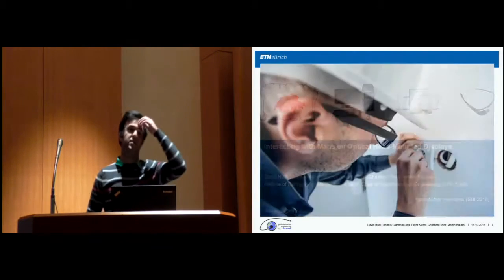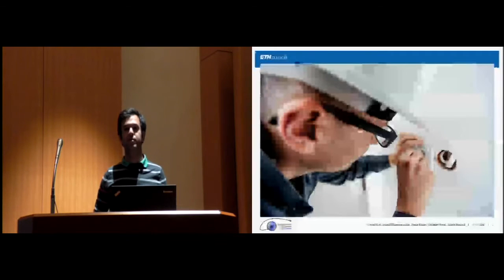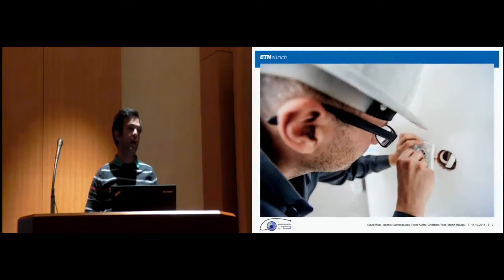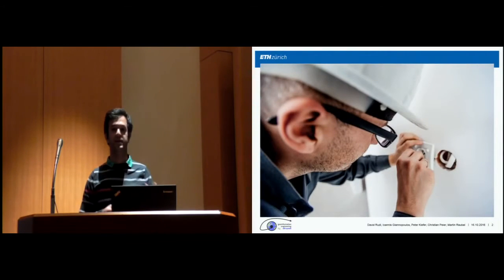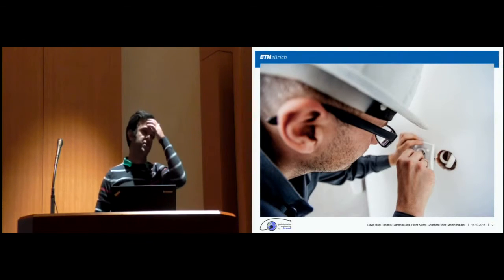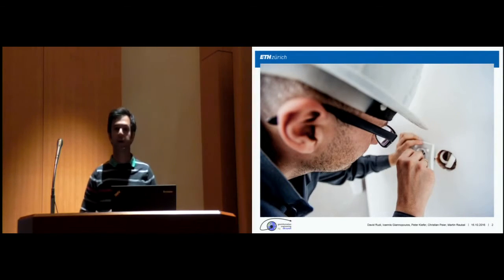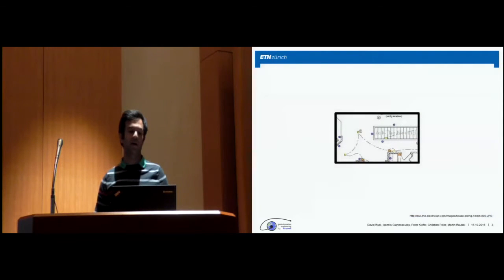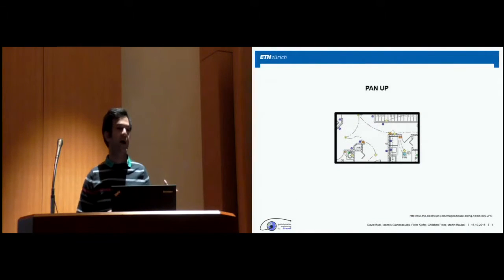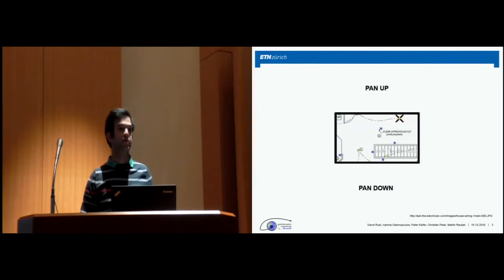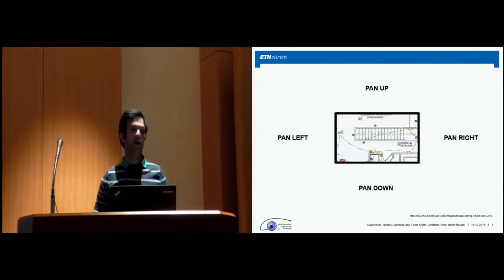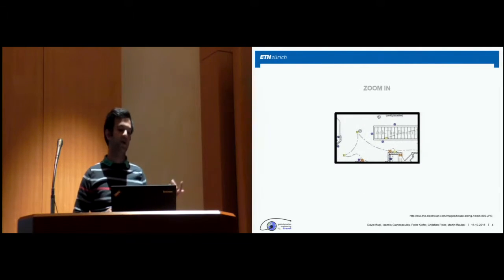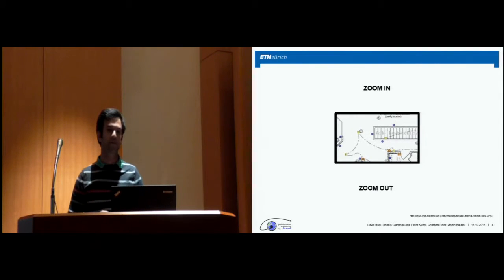So imagine that you have an electrician who is working on an electrical plug and trying to fix that plug, and that electrician needs to look up the electrical schema. The main interactions with this electrical schema, which can be considered as a map, is that the electrician needs to pan it up, down, right, and left, as well as zoom into it and zoom out of it.